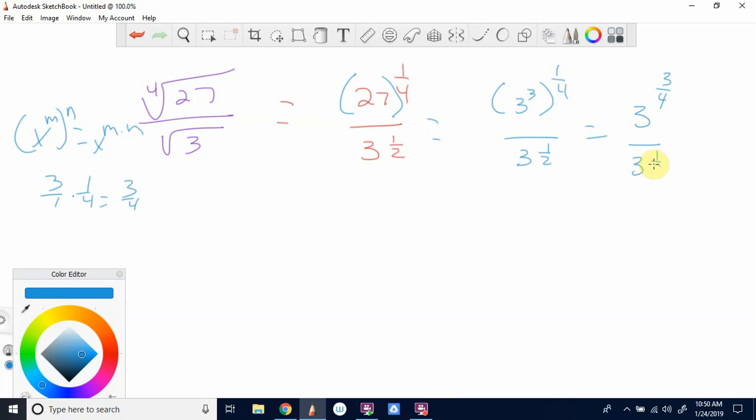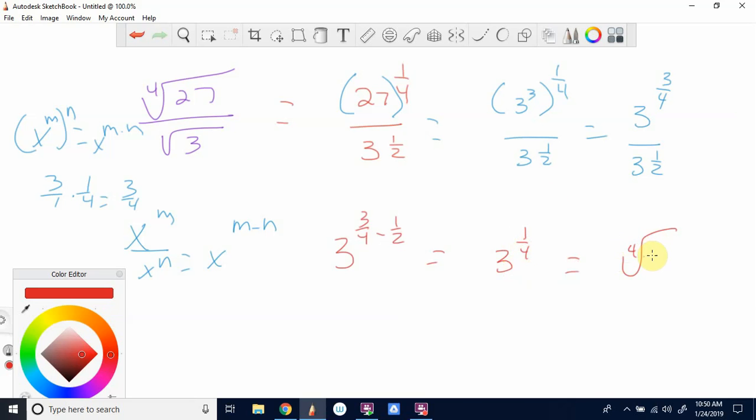Over 3 to the 1/2. Now I have an exponent divided by an exponent with the same base. I'm going to use the quotient rule of exponents, which says x to the m minus n. So I'm going to have 3 to the 3/4 minus 1/2. You should know this one, but if you have to get a common denominator and then subtract them, know the rules for adding and subtracting fractions. This equals 3 to the 1/4.